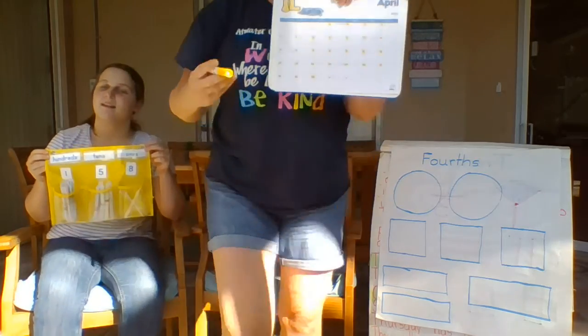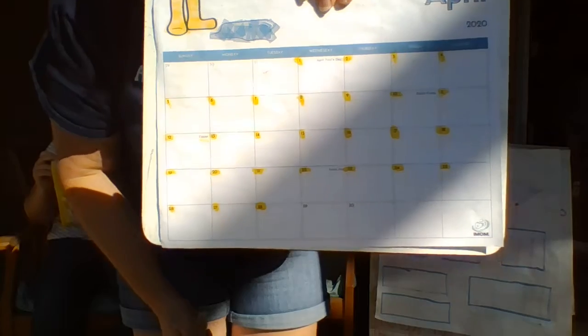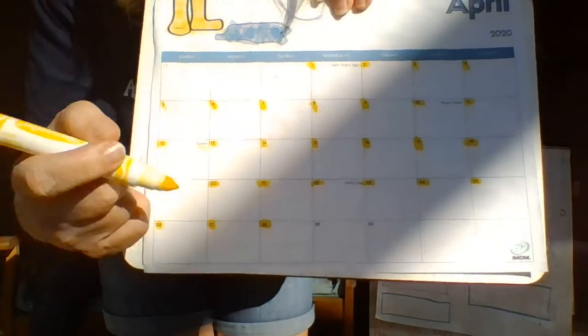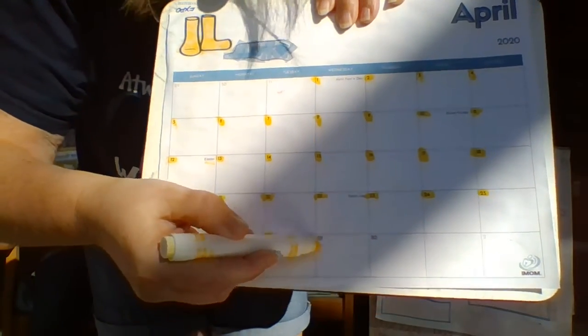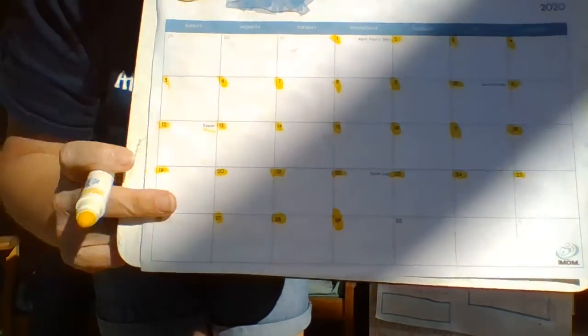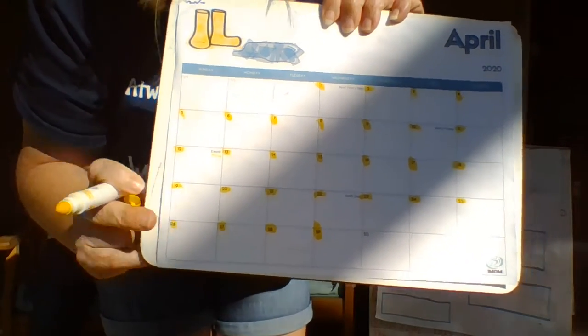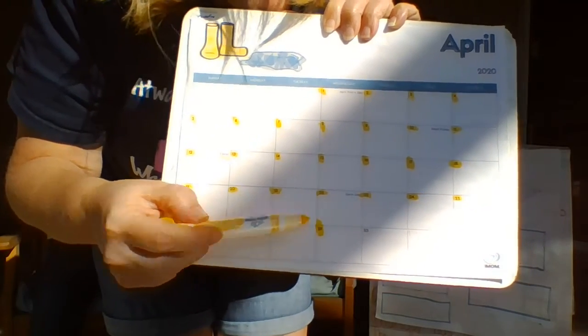We're going to start with our calendar. So let's bring it on forward. Here's our April calendar. Yesterday was the 28th. We are moving the clip one day over. Color it there. Tell me what today is. Yes, today is April 29th.